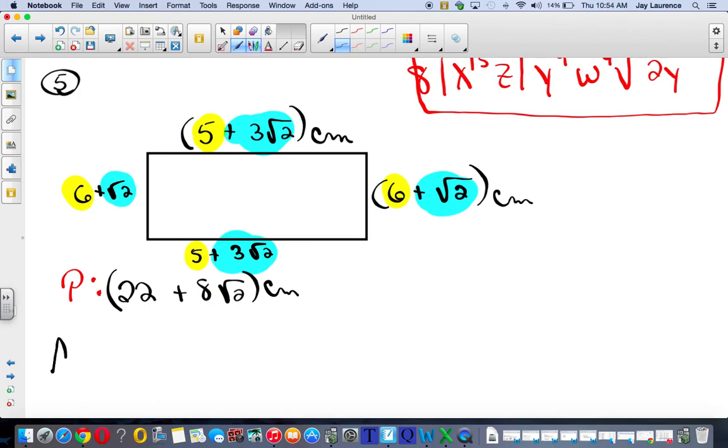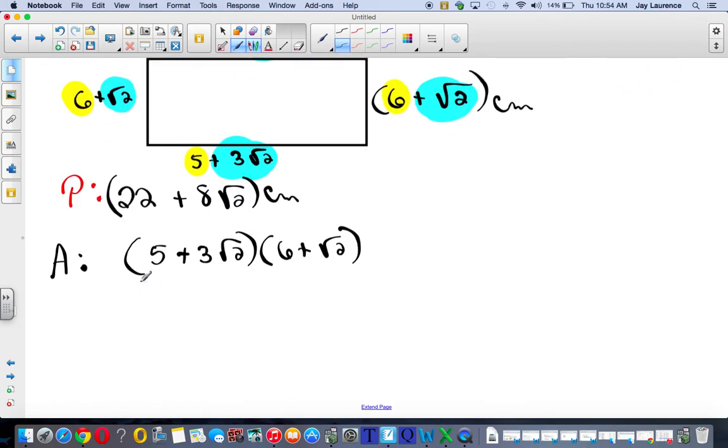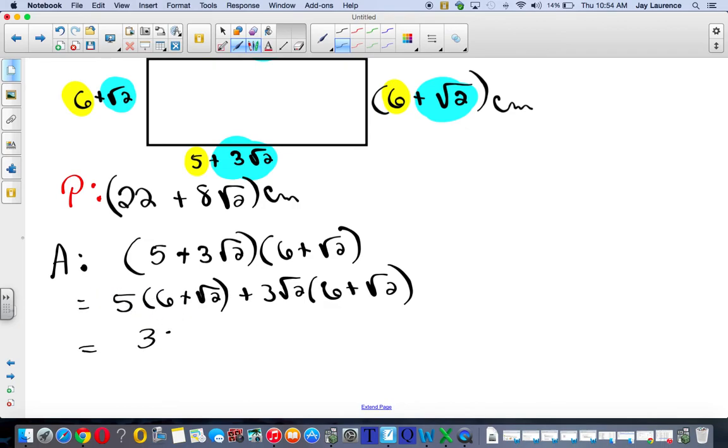Okay? Now to do area. To do area, it's just a double distribution problem. I'm going to take 5 plus 3 rad 2. And I'm going to multiply it by 6 plus rad 2. Okay? And so if I double distribute, 5 times 6 plus rad 2 plus 3 rad 2 times 6 plus rad 2. 5 times 6 is 30.